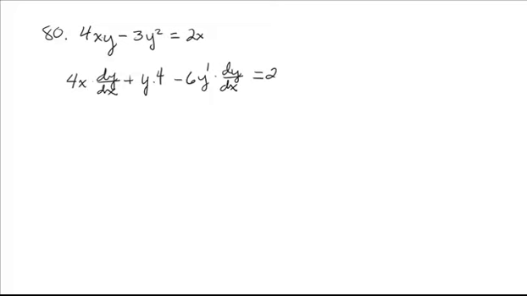All right, what we're going to do, we have two terms with dy dx in it, and that's what we want to solve for. So we're going to keep those on the left-hand side, and we're going to subtract a 4y from both sides. So that'll get rid of it over here. Over here, on the right-hand side, we end up with 2 minus 4y. Now here's why we did that.